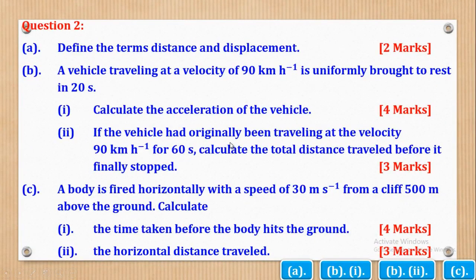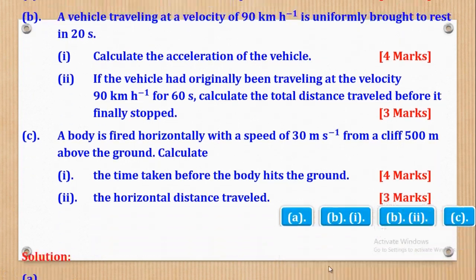Part B says a vehicle traveling at a velocity of 90 kilometers per hour is uniformly brought to rest in 20 seconds. Roman 1, calculate the acceleration of the vehicle. Now this speed is given in kilometers per hour. The first thing to do is to convert it to meters per second. Let's do that.